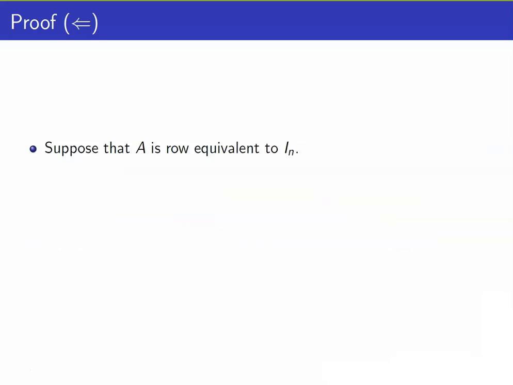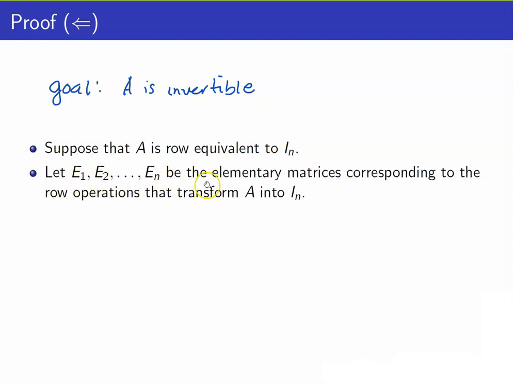Let's prove the other direction. Suppose that A is row equivalent to the identity matrix. We want to show that A is invertible. Suppose that E1, E2 up to EN are the elementary matrices corresponding to the row operations that transform A into the identity. That means we have A, and then we multiply E1 on the left because that is the first row operation that we performed. The second row operation corresponds to the elementary matrix E2, so we multiply that on E1 times A, and so on. You keep on multiplying until you reach the last operation.